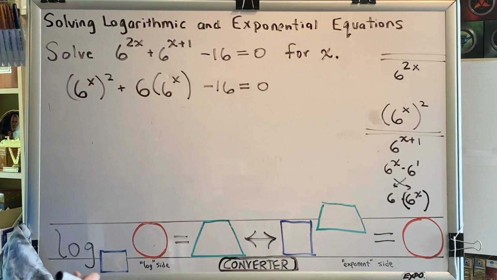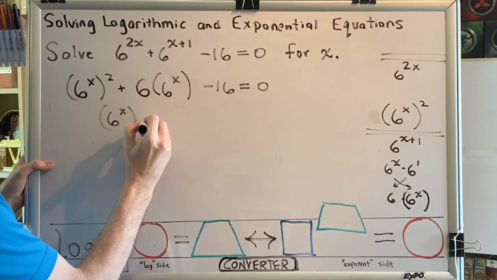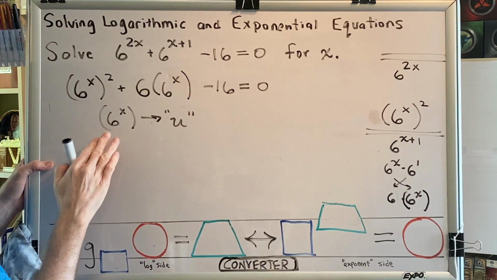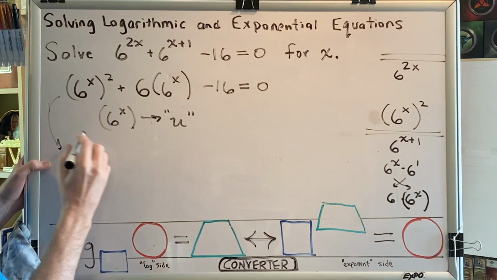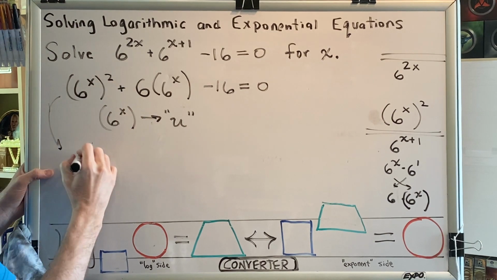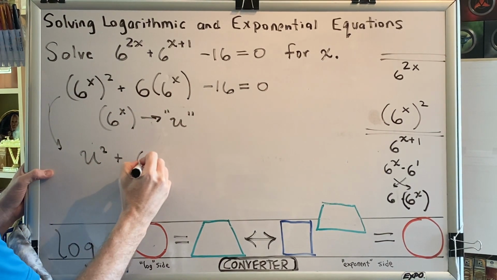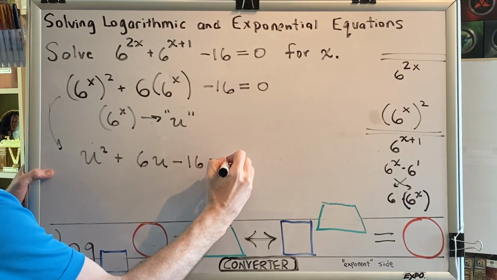All right, this is the point where we use our u substitution. Everywhere in the problem where we have 6 raised to the x power, we're going to change that to the algebraic symbol u. This is just temporary, we'll put it back later. So when we do that, we now have the new equation. Instead of 6 to the x squared, it is u squared. Instead of 6 times 6 to the x, it's 6 times u, and the rest of the equation is unchanged.